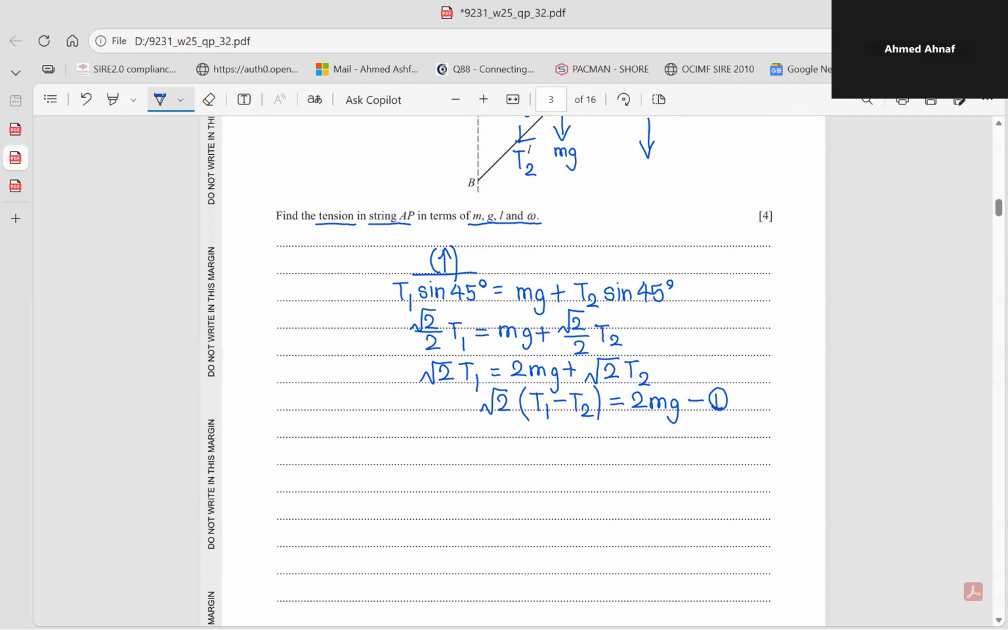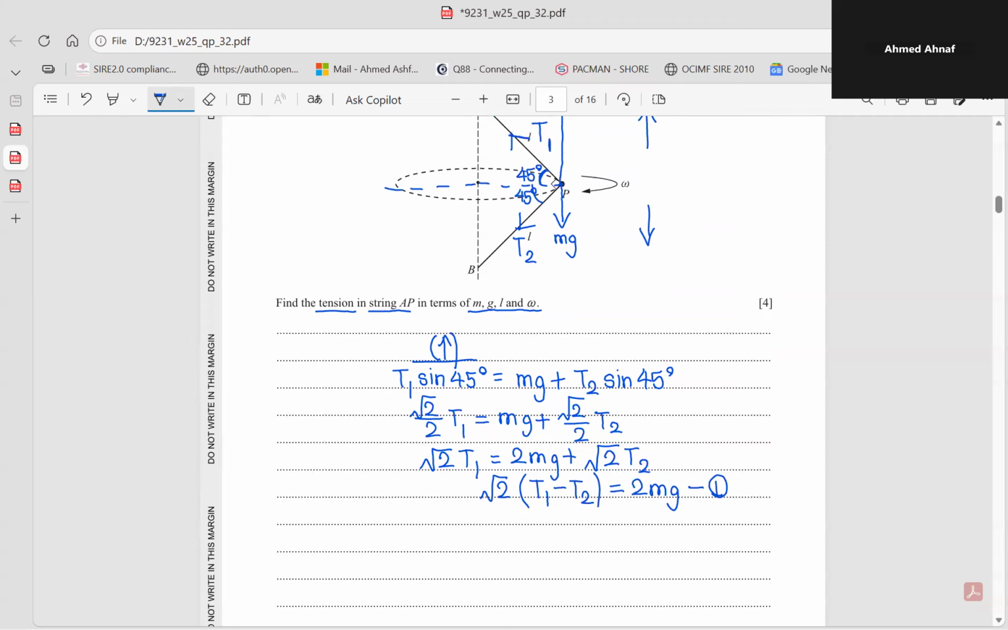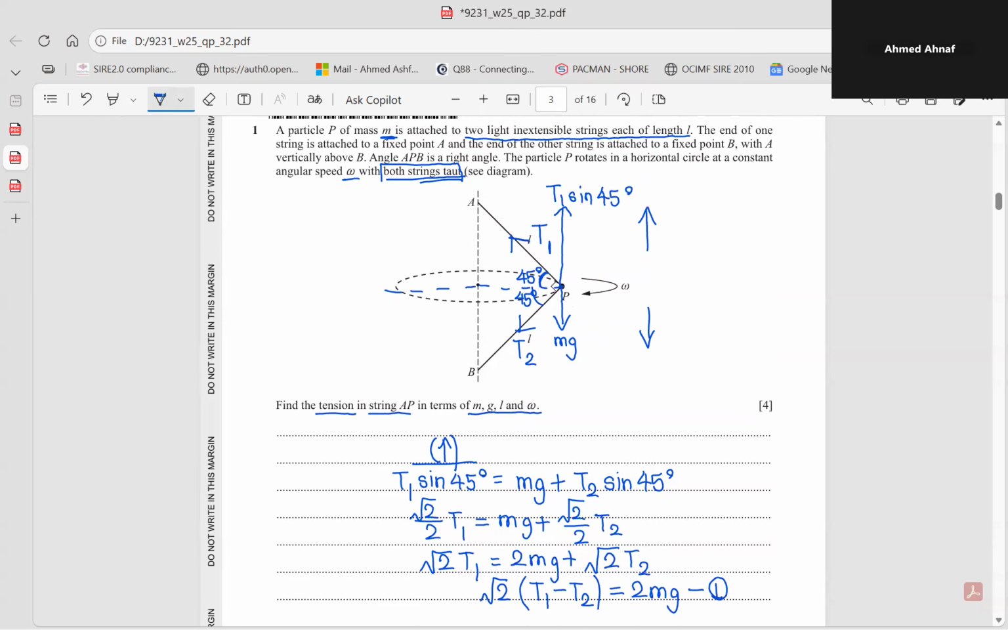Now we're going to do the same for the horizontal forces. However, you have to know that in a horizontal circle, the horizontal forces are not in equilibrium because that's where the acceleration is acting. In a circle, there's this thing called centripetal acceleration, which is given by centripetal force, and that centripetal force acts in the same plane as the circle, towards the center of the circle.